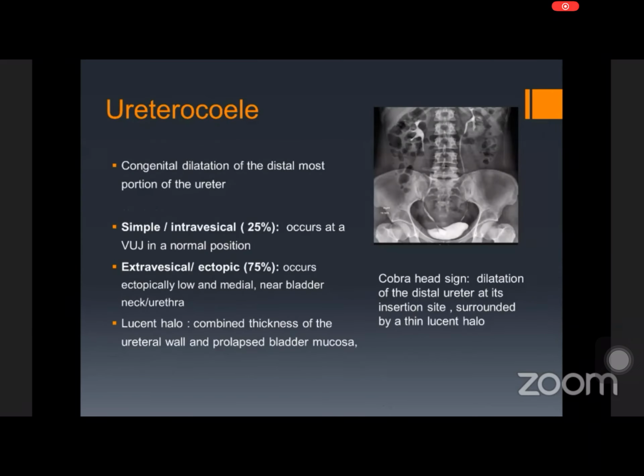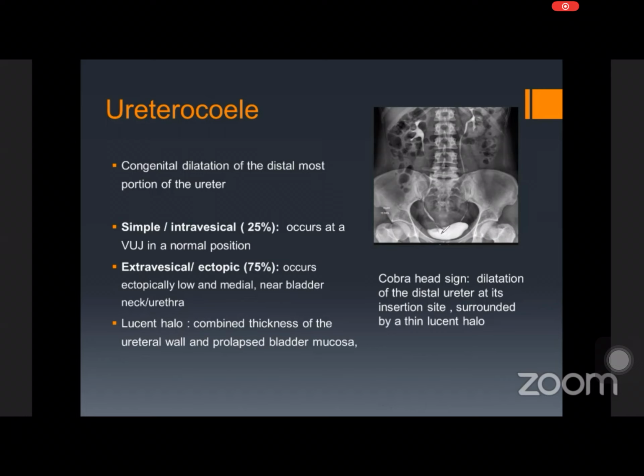So coming to ureterocele, a ureterocele is the dilatation of the distalmost portion of the ureter. It can be simple or ectopic. Most commonly it's ectopic and is associated with a duplicating collecting system. So here we see the 15 minute IVU image showing the dilatation of the distal portion of the ureter. We see a thin radiolucent halo around the dilated ureter. This is described as a cobra head sign. It's the dilated ureter with a thin radiolucent halo surrounding it.